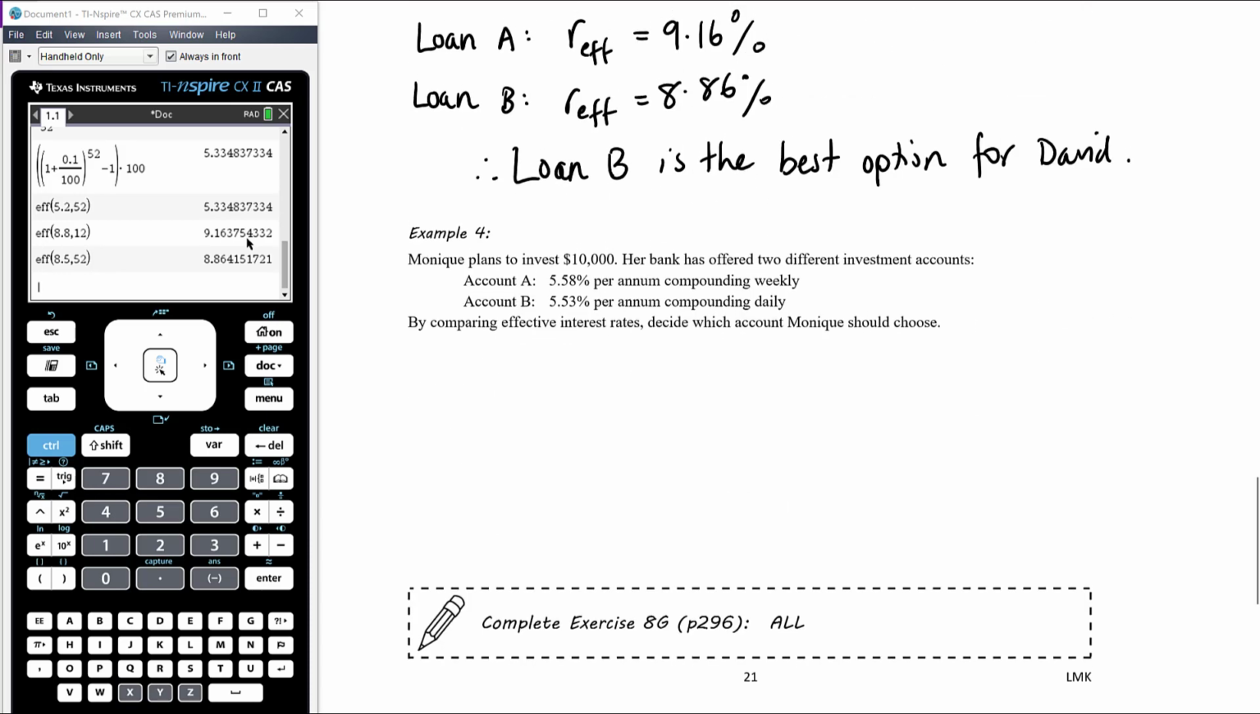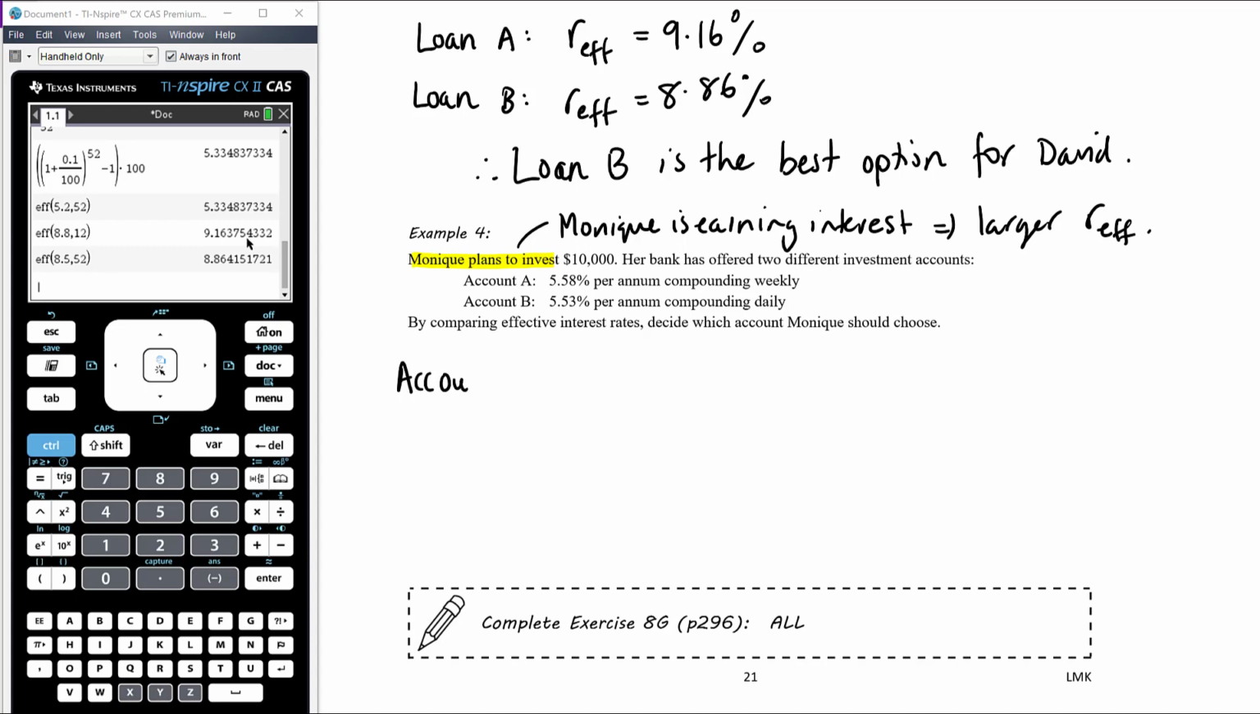Okay, example 4, Monique plans to invest $10,000. Her bank has offered 2 different investment accounts. Okay, so the difference here is Monique's investing. Okay, so Monique is earning interest. So she therefore wants the higher interest. So she wants the larger value of effective interest rate. Okay, so let's calculate our effective interest rates for the 2 different accounts she's got.